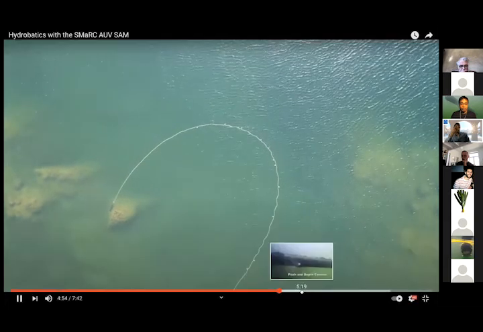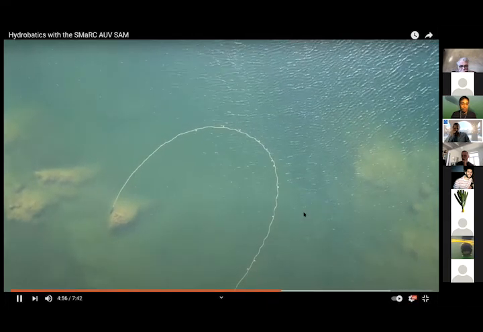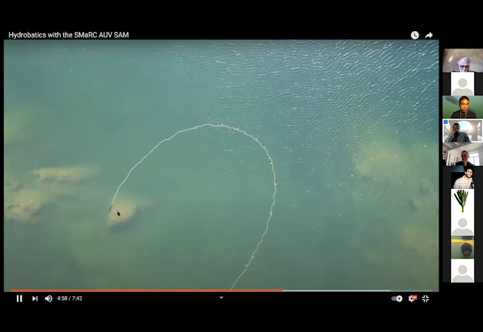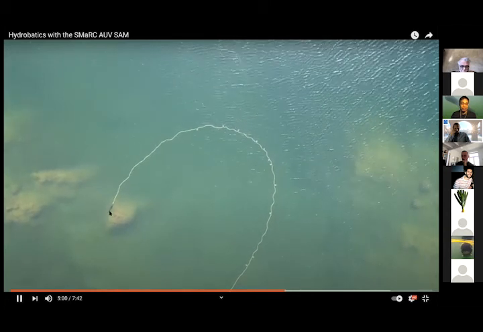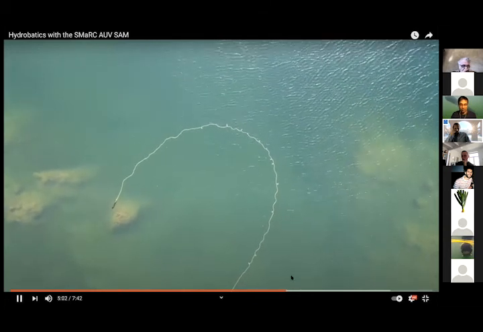And now I think the AUV has stopped because it's actually found an emergency because it went too close to that rock, and that's why it stopped and aborted the mission for the time being.